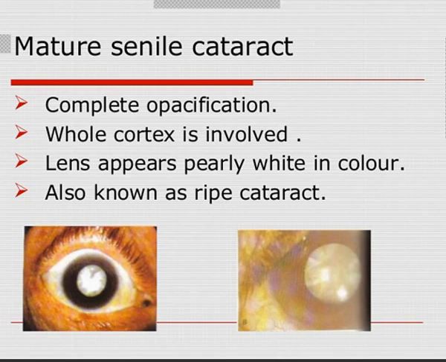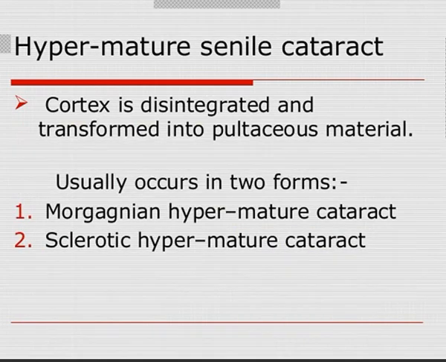Complete opacification occurs. The whole cortex is involved. So there is no iris shadow at all. The lens appears pearly white in color. It's also known as ripe cataract.